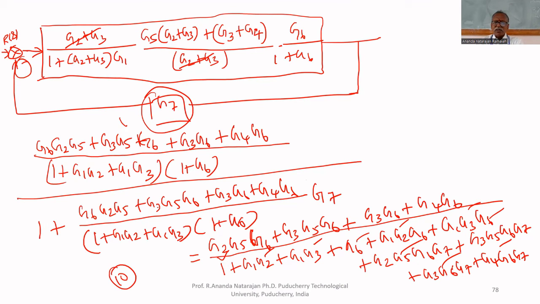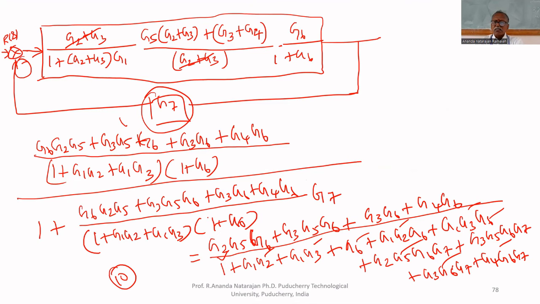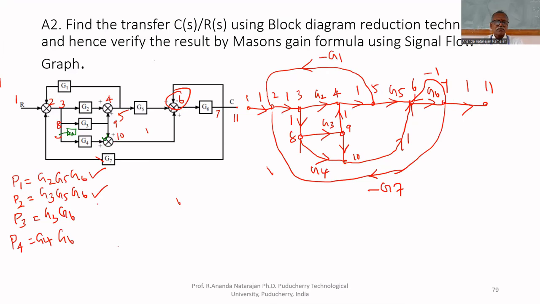G3, G5, G2. One is G2. This is G2. G2, G5, G6. That is also there. G3, G6, G4, G6. That is also there. Forward paths are correct. I can cross-check with the block diagram reduction.